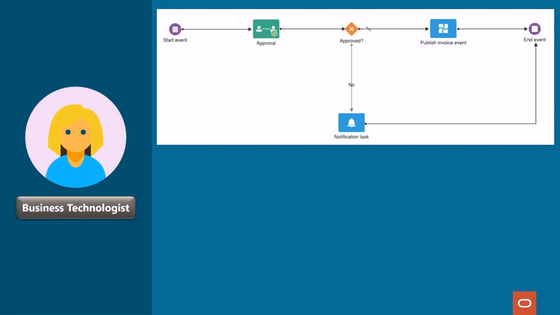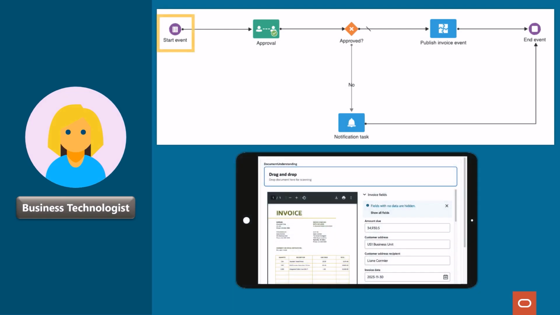The application allows a purchaser to upload a document through a web form. An AI service extracts data from the invoice and provides it to the approver, who reviews the invoice and approves it. If approved, we invoke the Publish Invoice event integration.